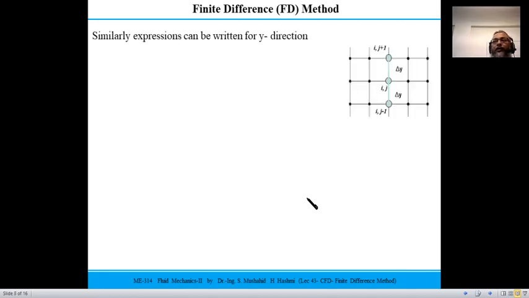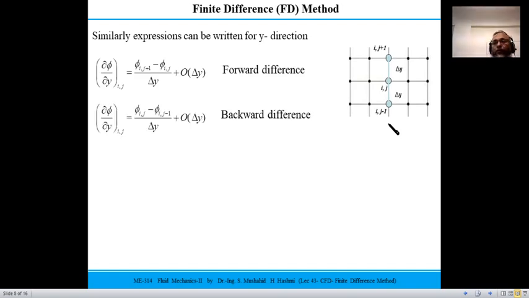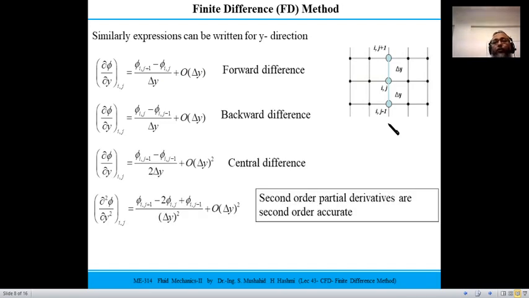Once I have done this, I can do the same thing if I move in the y direction. If I am at point ij, I move to point ij plus 1 by traveling a distance delta y, or backward. So I can get the first derivative for y similarly for backward difference and center difference, and similarly we can do the second order partial derivatives. As we have worked out dou phi by dou x, by the same procedure we can work out dou phi by dou y.